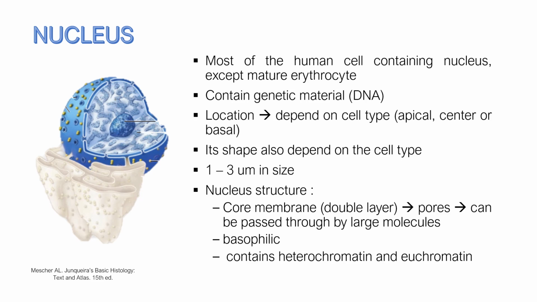For example, simple squamous epithelium has a flat nucleus located in the center of the cell, or simple columnar epithelium has an oval nucleus located in the middle or bottom of the cell. The nucleus is 1 to 3 micrometers in size. It has a double membrane with a lot of pores that large molecules can pass through. And the nucleus is a basophilic structure because it contains chromatin.